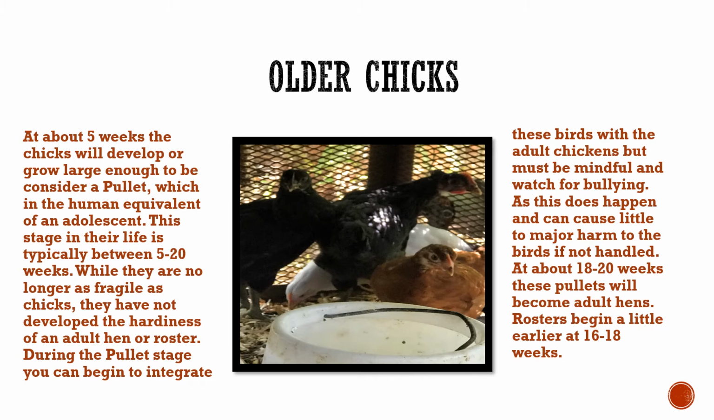While they're no longer as fragile as those little chicks, they haven't developed the hardiness of an adult hen or rooster, so they still need some protection. During the pullet stage, you can start to integrate them into the bigger pen. You can see in my picture here, I have another section or another brooder for the pullets because they're just not ready yet to be put in the big pen with my adult hens and roosters. Matter of fact, that white one in the back, I tried to integrate and she got hurt, so I had to bring her back in to that little brooder till she gets a little bigger.